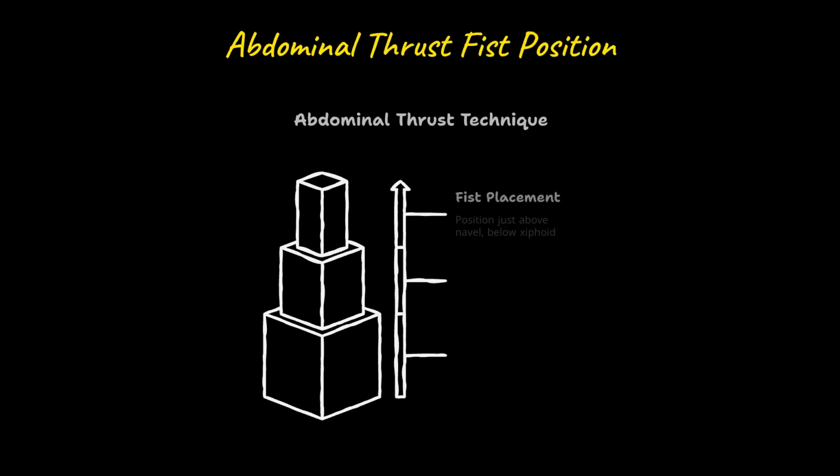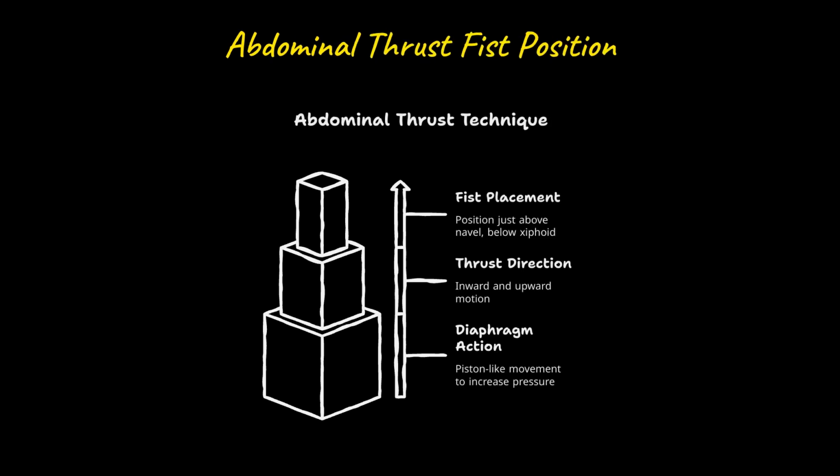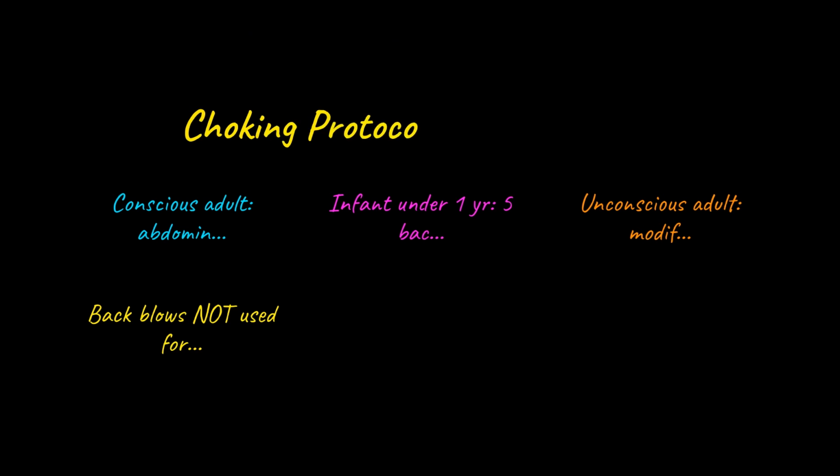The PCT stands behind the patient and places the thumb side of a fist just above the navel and well below the xiphoid process. The other hand covers the fist. Each quick inward and upward thrust drives the diaphragm like a piston, spiking intrathoracic pressure to expel the obstruction.